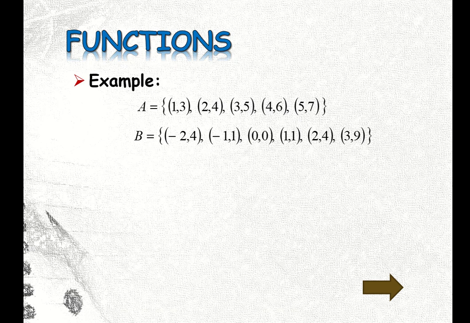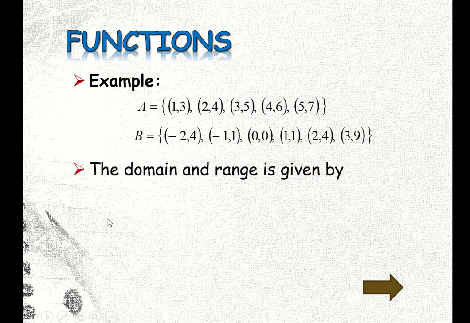Now the domain and range are given by this notation. We have D of A. It means the domain of set A contains elements 1, 2, 3, 4, 5. When you speak of domain, as mentioned a while ago, domain is the first element of an ordered pair. So the element 1 is the first element of the first ordered pair, and 2 is the first element of the second ordered pair. Then 3 is the first element of the third ordered pair, 4 of the fourth, and lastly 5 is the first element of the fifth ordered pair.